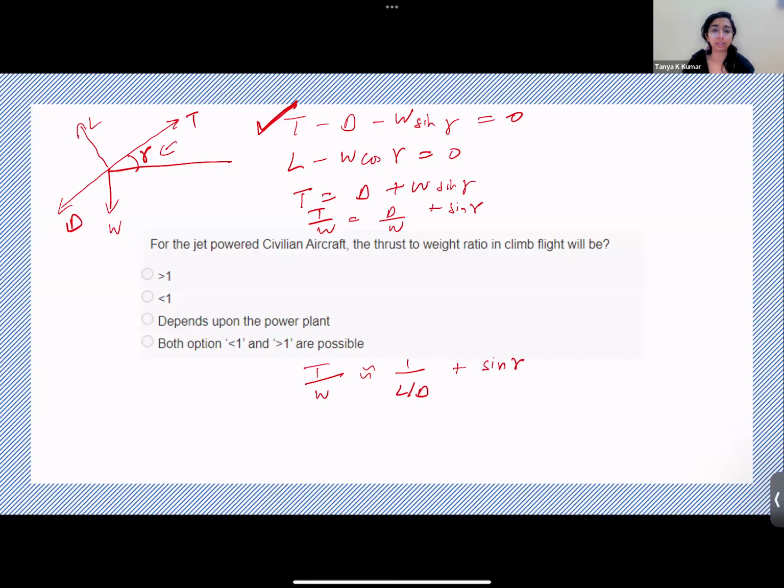Now L by D is typically around the range of 10, 15 like that. So this will be less than 1. What about sine gamma? It will also be less than 1 because gamma is less than 90, right? Gamma will never be 90. So for a civilian aircraft, your gamma is very, very small. Why does it have to be very small for civilian aircraft?